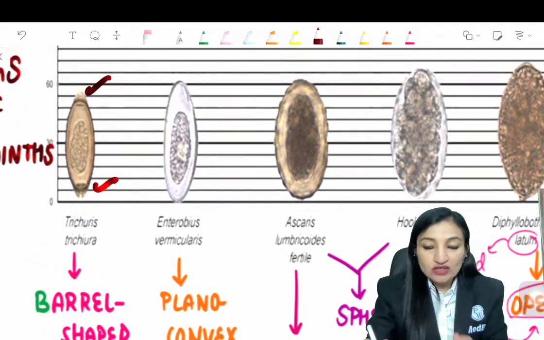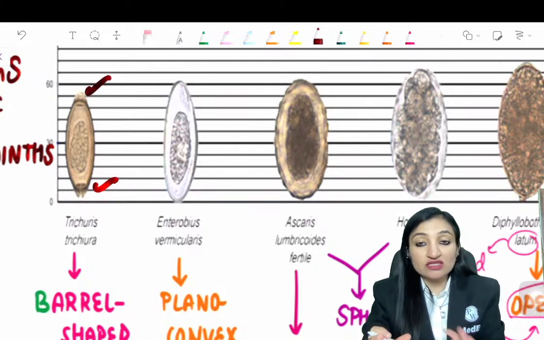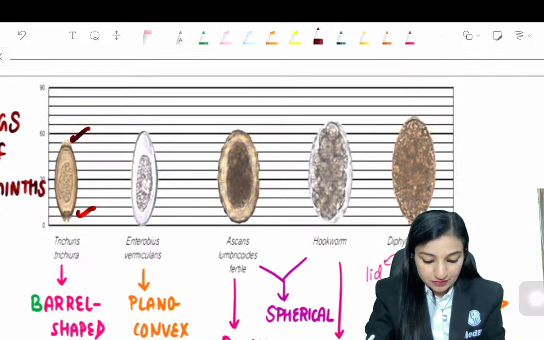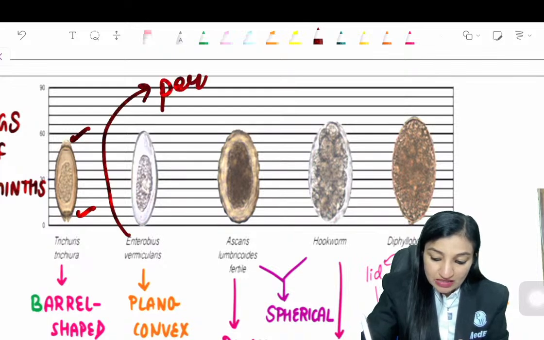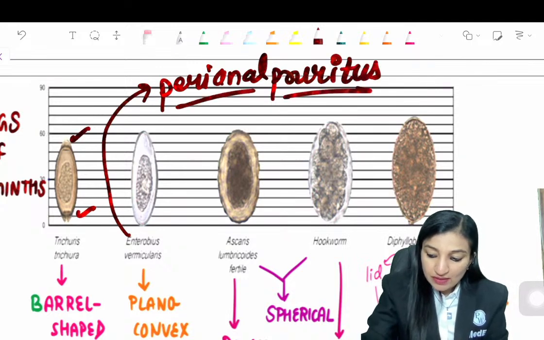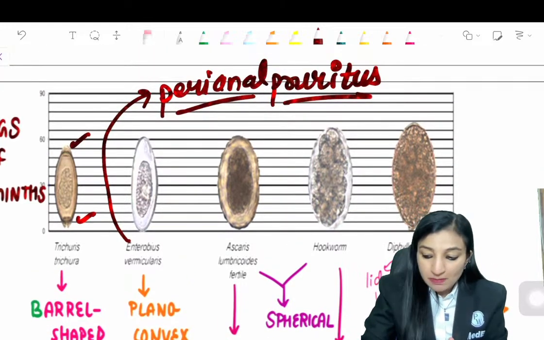Now look at this. Enterobius vermicularis has this plano-convex egg. Let me ask you, what is the telltale clinical feature of Enterobius vermicularis infection? What does the patient complain of? In Enterobius vermicularis, the patient complains of what? Perianal pruritus. Perianal pruritus. Okay. Now, remember the egg is plano-convex, so like this. So the perianal pruritus.